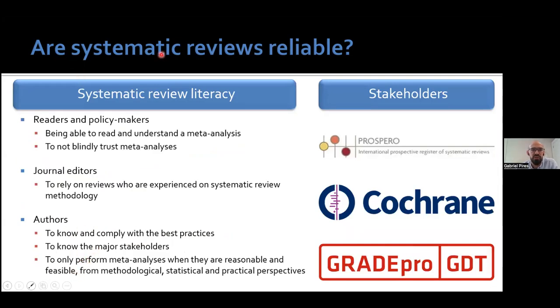So, to answer this question, are systematic reviews reliable? I do think we should invest in systematic review literacy, and that means that readers of systematic reviews and policymakers should be able to understand systematic reviews. And we should not blindly trust any of them. We have to be able to evaluate the quality. So first we assure the quality, then we understand and implement the results. Journal editors have a very important role here. They should rely on reviewers who are experienced in systematic reviews to revise a systematic review.